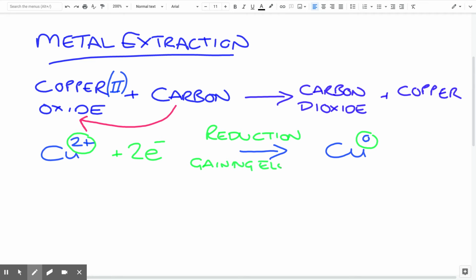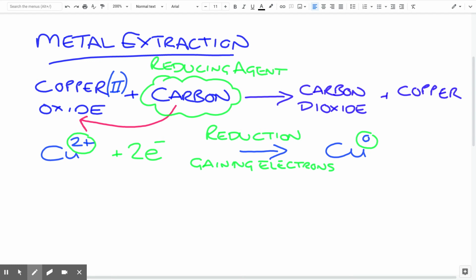Okay, now those electrons have had to come from somewhere, and they have come from the carbon. The carbon in this reaction is the driving force and is acting as what is called the reducing agent. And in doing that, it allows for the transfer of electrons from the copper 2+ ion to the copper 0 metal, allowing that reduction to occur.